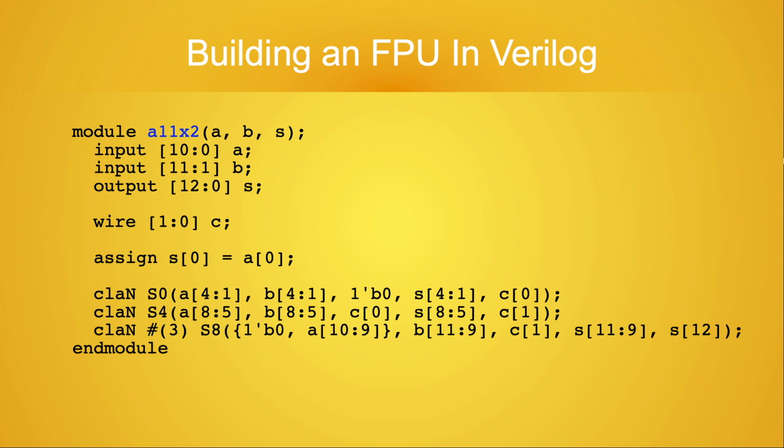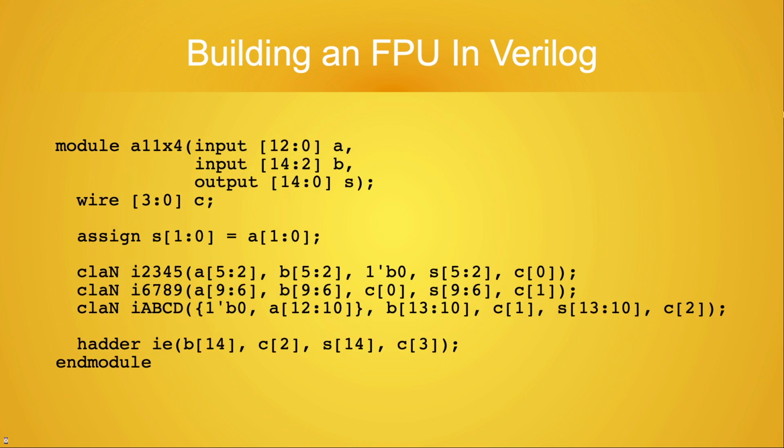Before moving on, note the name of this module, A11 by 2. By adding two partial products, this module generates the product of the 11-bit input value A and a 2-bit slice of the input value B. That is, the name signifies that we're computing the product of an 11-bit value with a 2-bit value. Then to add the output from two instantiations of module A11 by 2, I need the module A11 by 4.